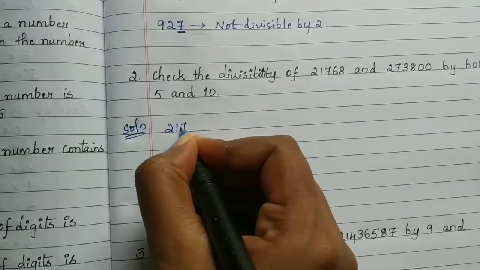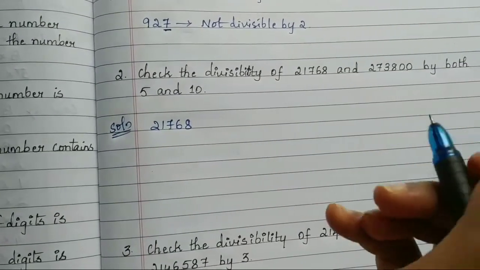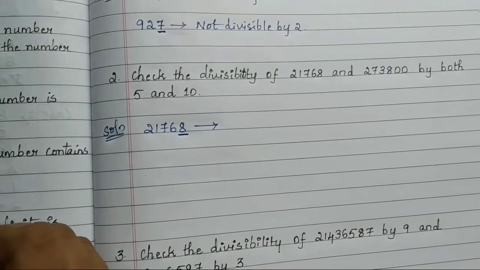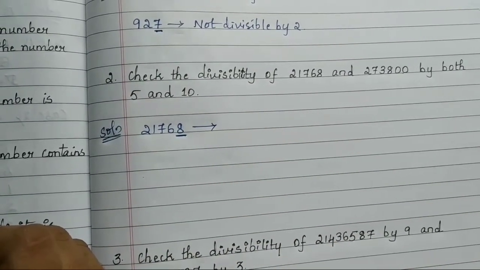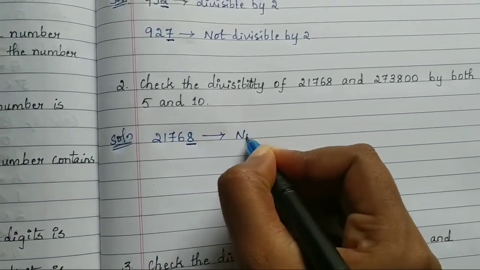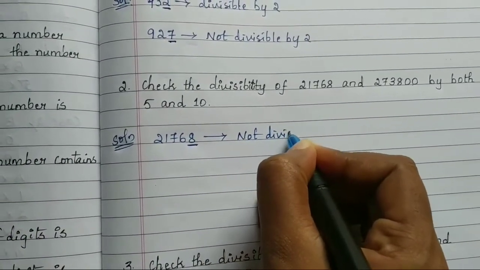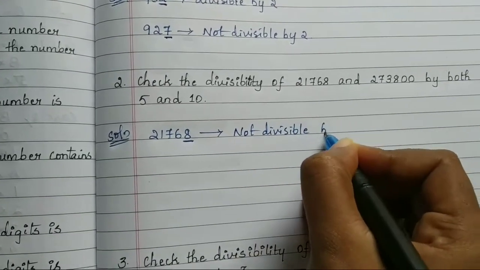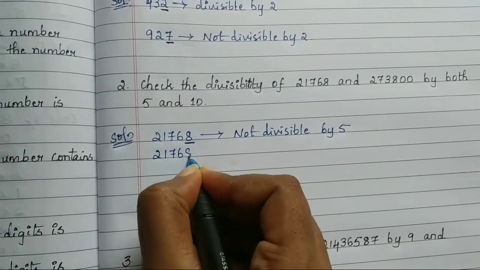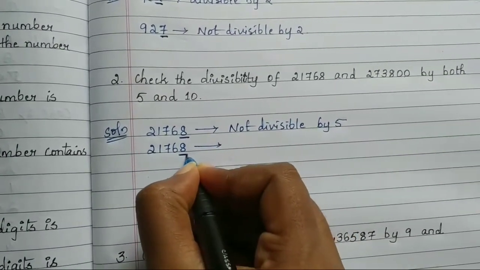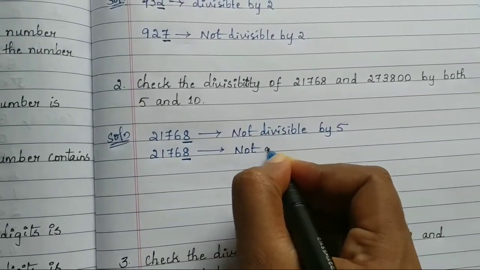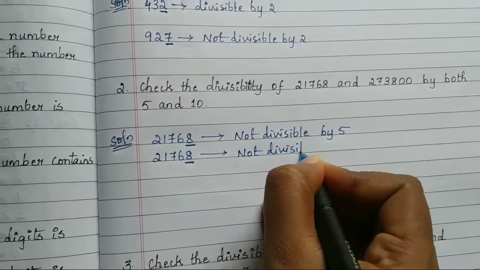So 21768. Okay, 21768. You can see here in the ones place we are having 8. Okay, so we need either 0 or 5. So it is not divisible by 5. Similarly, we will check this for 10. As this is having 8, not 0, it is also not divisible by 10.